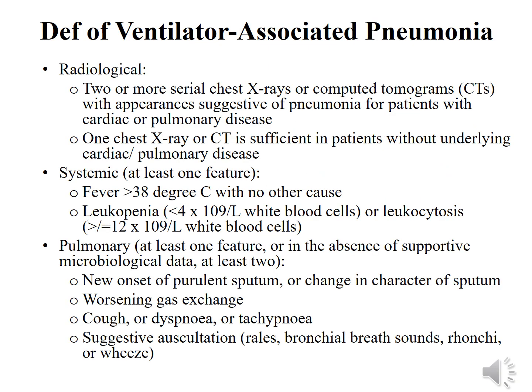Definition of ventilator-associated pneumonia. Radiological: 2 or more serial chest X-rays or computed tomograms, CTs, with appearances suggestive of pneumonia for patients with cardiac or pulmonary disease. One chest X-ray or CT is sufficient in patients without underlying cardiac or pulmonary disease.